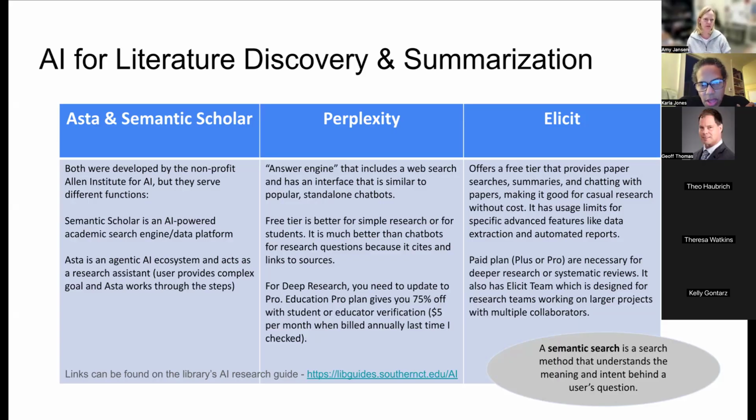Elicit also has a free tier, and that can do paper searches, summaries, chatting with papers. The free tier is pretty good for casual research, but again, they have this huge new systematic review module, I guess, I don't know what to call it, but it's really good for deeper research. It goes up into the hundreds per month, but it's really for researchers working with groups, doing systematic reviews, doing deeper research. So you probably aren't in that category yet.